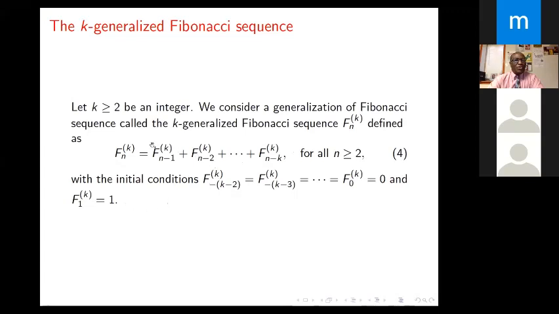So if you look very well, with the generalized Fibonacci sequence, we have two parameters instead of one.